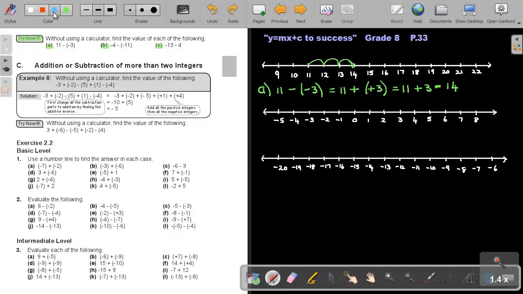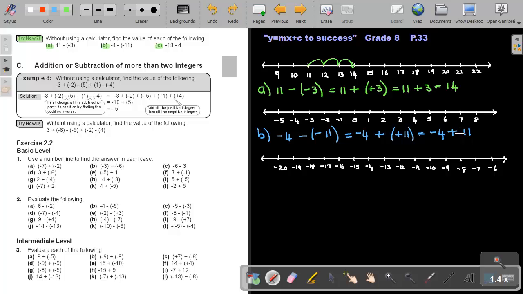Okay, let's try the next one, number B. It's negative 4 and negative 11. It's a subtraction. So it's negative 4, change it to addition by finding the additive inverse. The additive inverse of negative 11 will be positive 11. So it's actually just negative 4 plus 11.